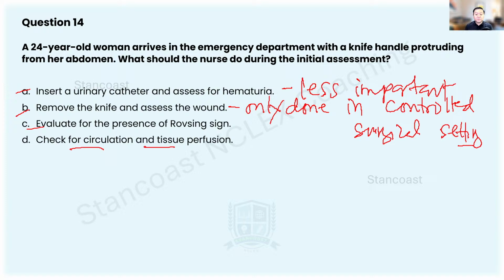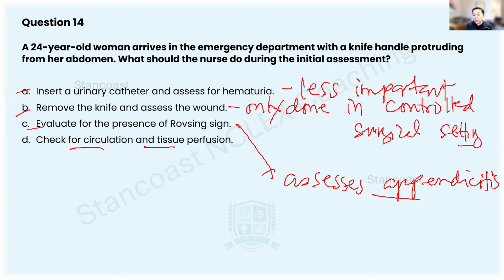Now, what about letter C? Evaluate for the presence of Rovsing sign. So what is the Rovsing sign? This is an assessment that we can do to assess for appendicitis. Appendicitis is not what we're worried about. It's not relevant to the assessment and the management of the trauma. So our correct answer here is letter D. Check for the circulation and tissue perfusion because of the bleeding that could happen in the abdominal cavity.